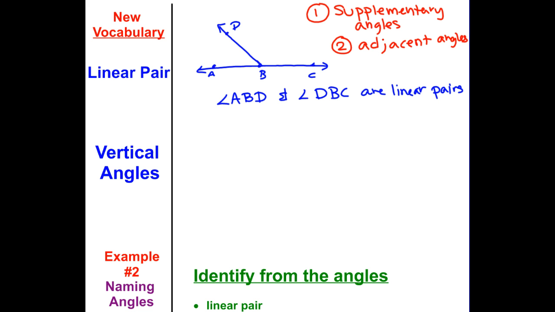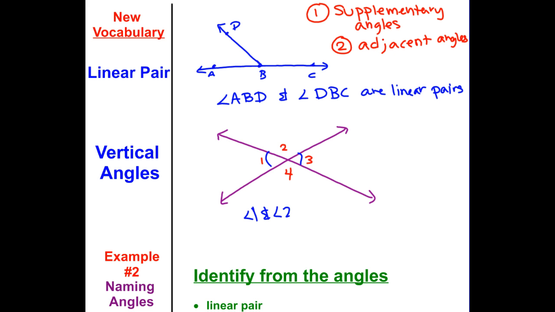So vertical angles are two angles that are across from each other when two lines intersect each other. Here's my first line, here's my second line. Vertical angles are across from each other. That means if I call this angle 1 and this angle 2, this angle 3, and this angle 4, my vertical angles are angle 1 and angle 3.